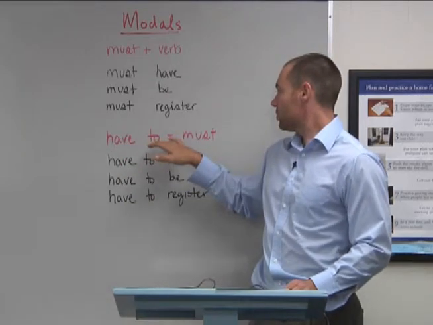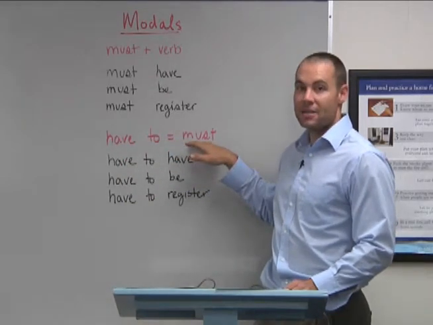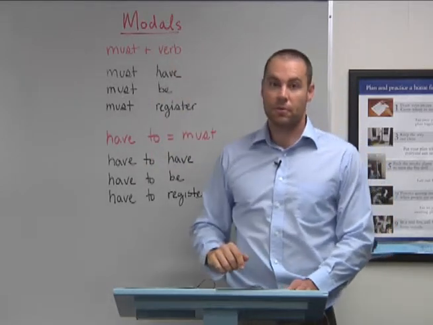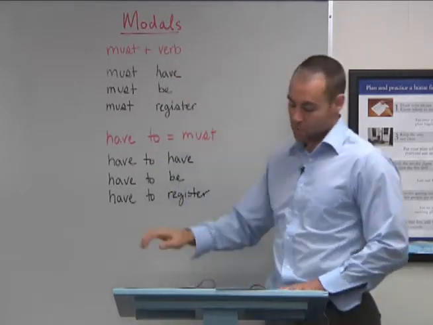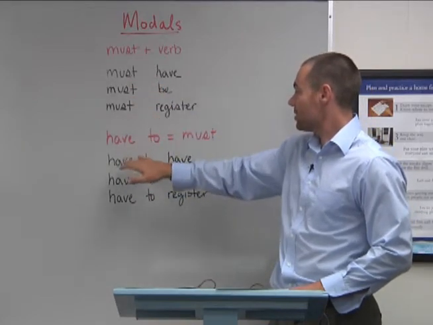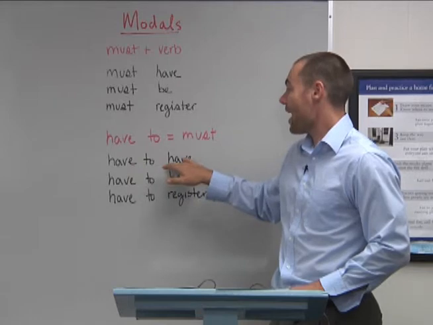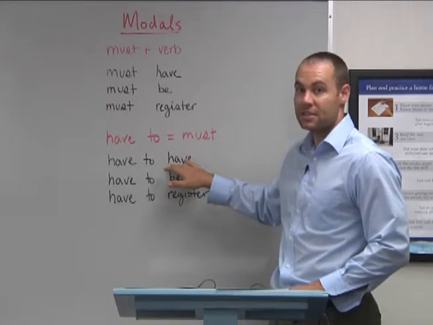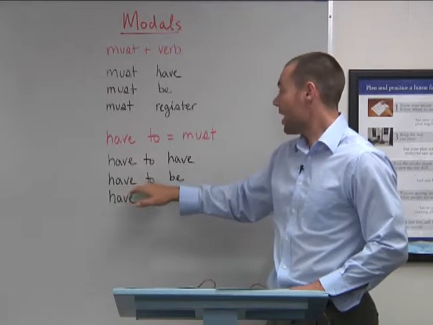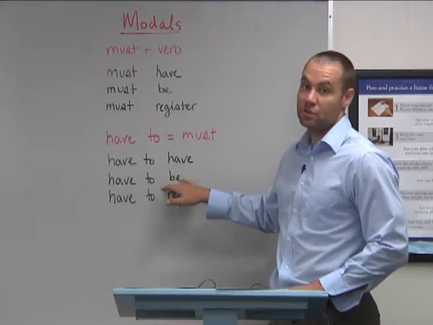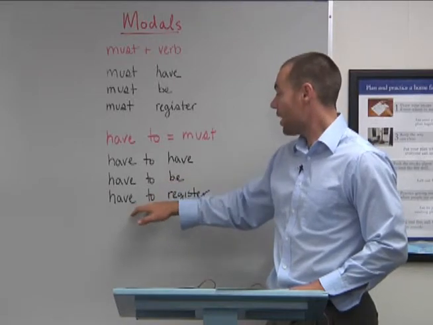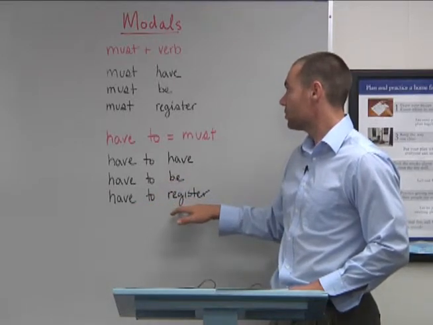Have to means the same as must. Have to is another type of modal verb. For example, you can use have to instead of must. You have to have a driver's license to be able to drive. Or, you have to be 21 years old to buy alcohol. Or, you have to register to vote.